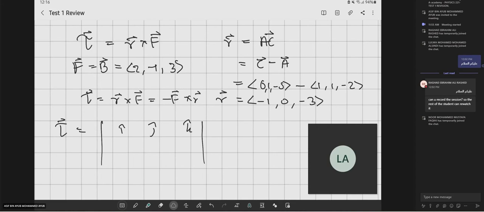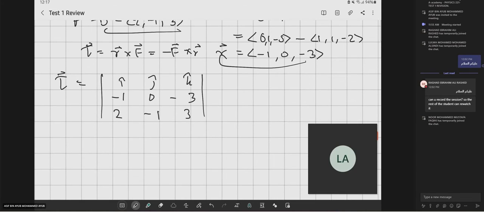So let's just write down R and F. R is minus 1, 0, minus 3. And F is 2, minus 1, 3. If I do this quickly, I'll get 0, minus 3. And the j component is minus 3 plus 6, which is plus 3, but I have a minus sign here, so I'll have minus 3.